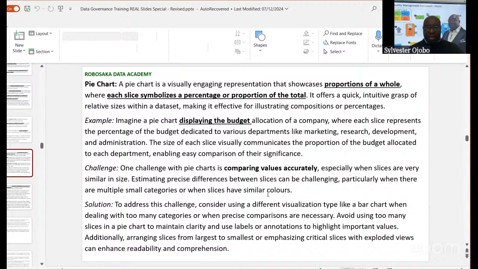Additionally, arrange slices from largest to smallest. By so doing, you lay emphasis on critical slices with exploded views, and also enhance readability. So, when you need to carry out annotation, what do you think you should do when you need to carry out an annotation?